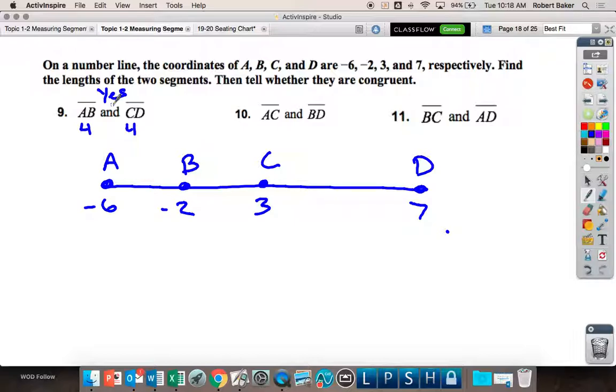Alright, what about how long is AC? 9. How long is BD? -9? 9. Distance is always positive. Are they the same size? Yes.